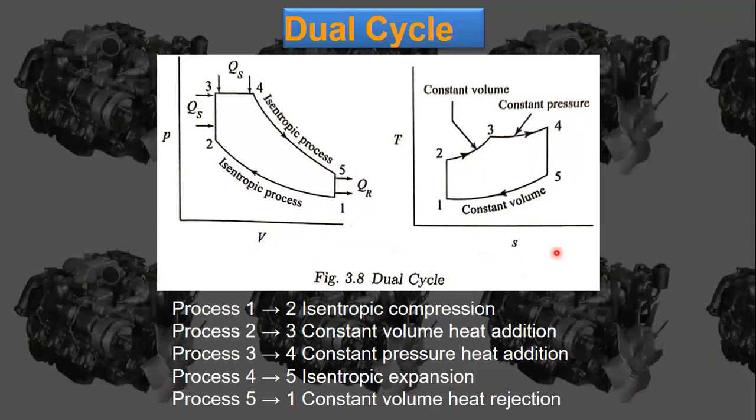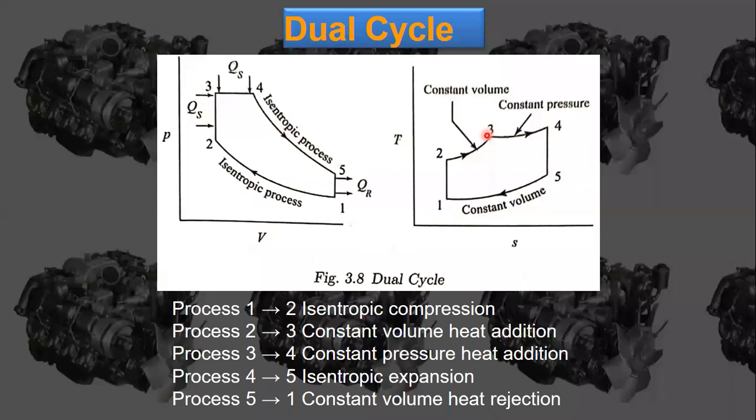Coming to the TS diagram, there will be an increase in temperature isentropically. That means S1 is equal to S2. Temperature is increased from T1 to T2, and there is an increase in temperature and entropy in the second process, that is 2 to 3 constant volume heat addition. There is further increase in temperature and entropy. Temperature increases from T2 to T3, and entropy increases from S2 to S3.